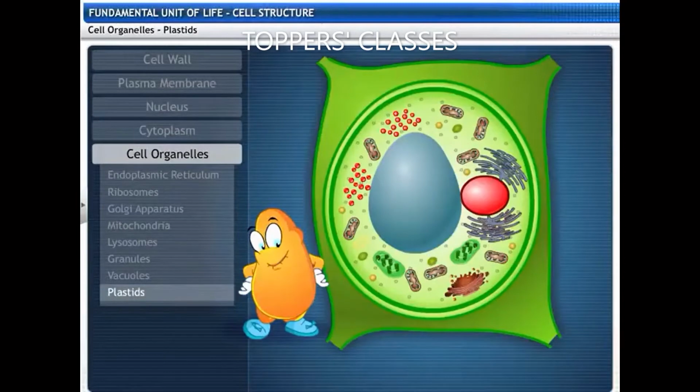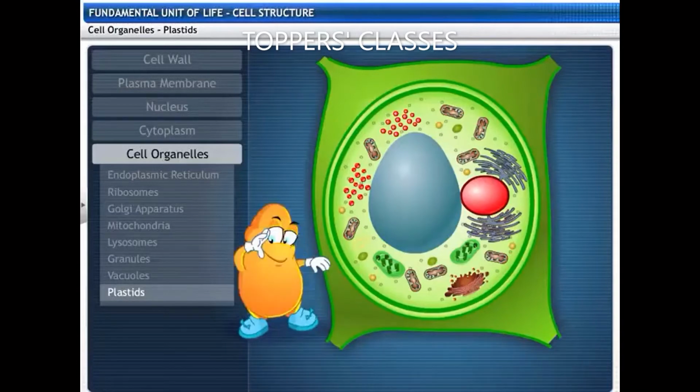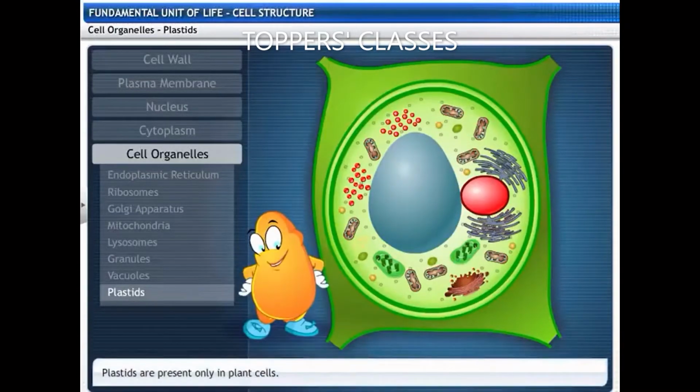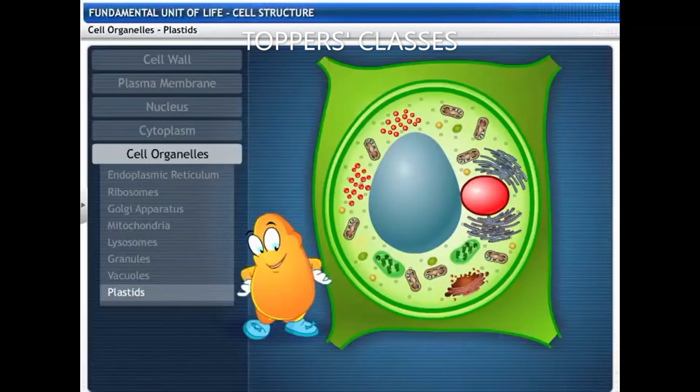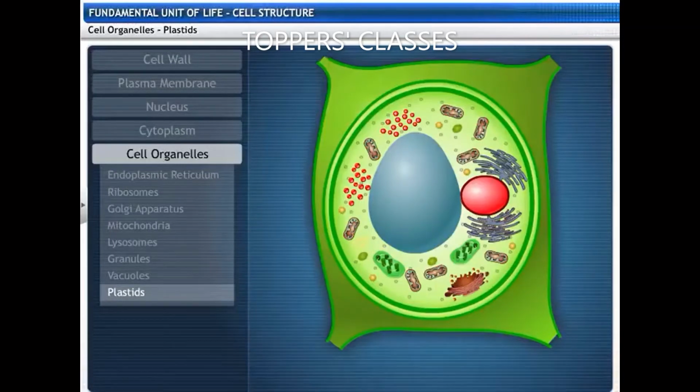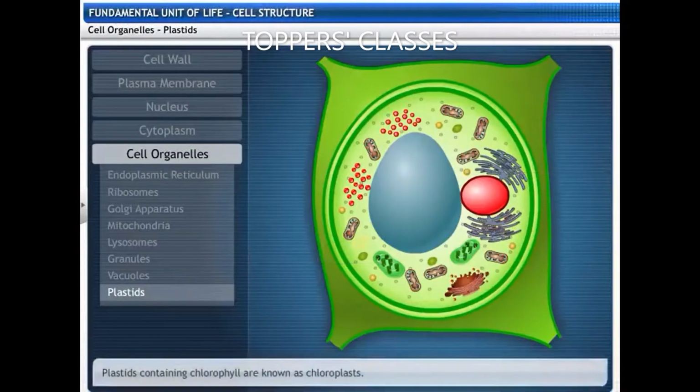You've seen this cell before, haven't you? Yes, it's a plant cell. I'll show you an organelle present only in plant cells, the plastids. There are two types of plastids, colored plastids called chromoplasts and colorless plastids called leucoplasts. Plastids containing chlorophyll are known as chloroplasts.